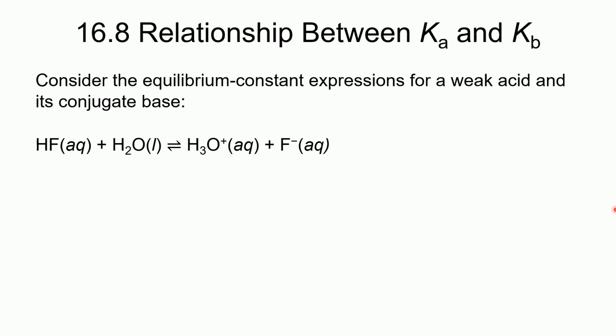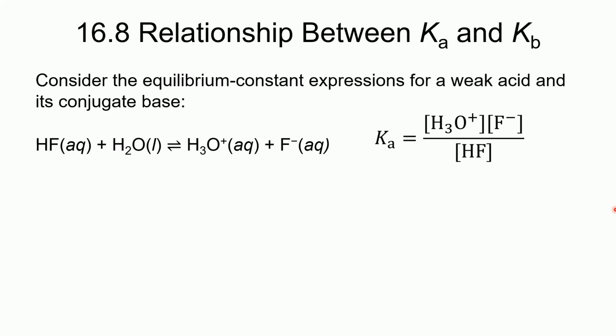So HF plus water gives us hydronium plus fluoride. Easy. We can write out the equilibrium constant expression, the Ka for that, hydronium times fluoride over HF. Hopefully at this point you can do this really easily. You can even do that in your sleep. Maybe not perfectly in your sleep, but you get the idea. Now let's look at this next one.